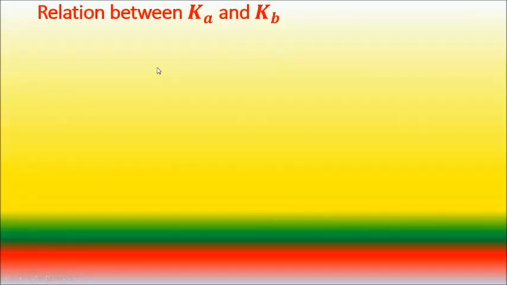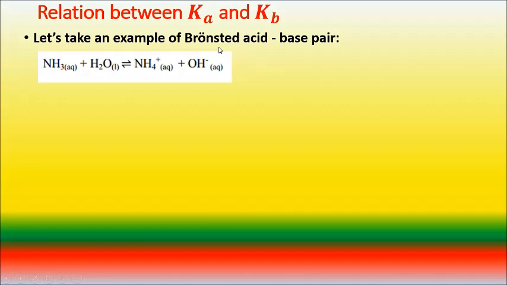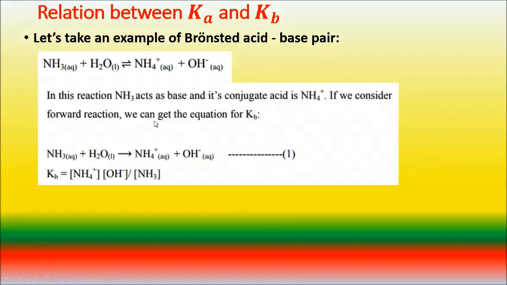Now let's see the relationship between Ka and Kb. For that we have taken an example, a Bronsted acid base pair, that is ammonia plus water gives NH4 plus and OH minus ion. In this reaction, NH3 acts as a base and its conjugate acid is NH4 plus. If we consider the forward direction reaction, we can get the equation for Kb, that is Kb is equal to the molar concentration of NH4 plus into the molar concentration of OH minus divided by the molar concentration of NH3.